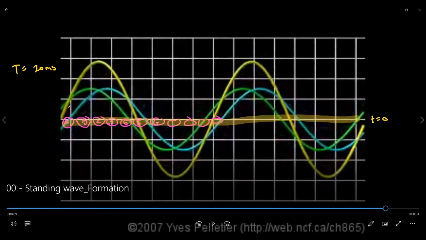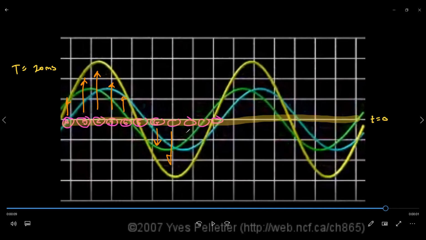Okay, your particles A, B, C, D, E, F, G, H, and I will all oscillate with a period of 20 milliseconds for all particles. Particle A will oscillate up and down with 20 milliseconds. Particle B will oscillate up and down with 20 milliseconds. Particle C also oscillates with a period of 20 milliseconds. But bear in mind that the amplitude of their oscillations will not be the same.